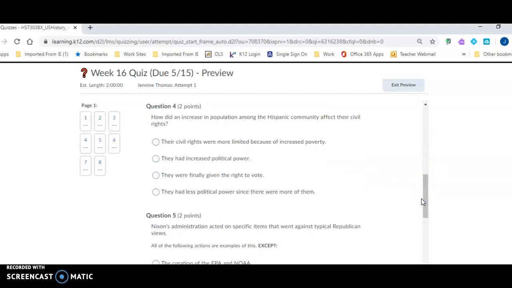Question number 4. How did an increase in population among the Hispanic community affect their civil rights? Their civil rights were more limited because of increased poverty. They had increased political power. They were finally given the right to vote. They had less political power since there were more of them.